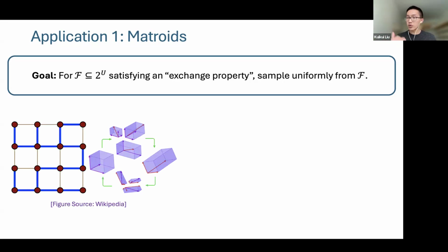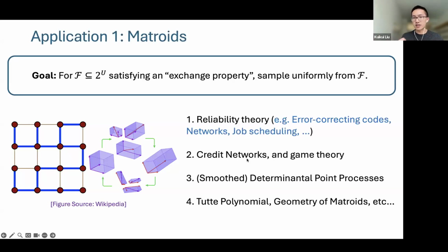So the problem is to sample a uniformly random basis of a matroid, or if you prefer, sample a uniformly random spanning tree in a graph, or sample a uniformly random linearly independent basis of vectors in a collection of vectors or a vector space. The problem of sampling bases in matroids actually has abundant applications and connections, in particular to the reliability theory of error-correcting codes and networks. And it even has connections to problems in machine learning, such as determinantal point processes.